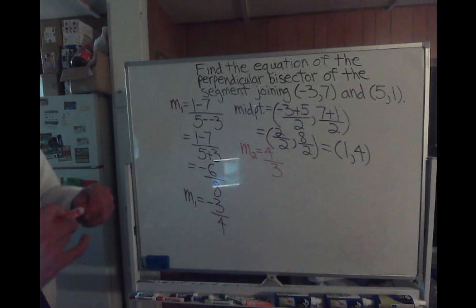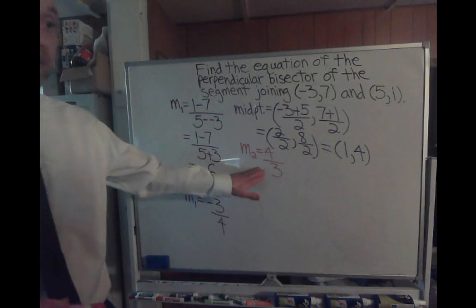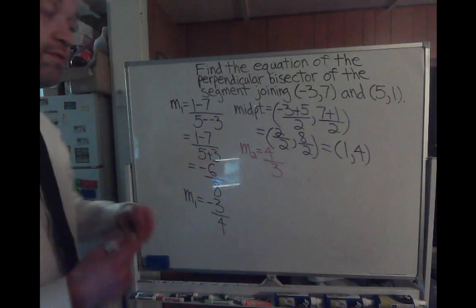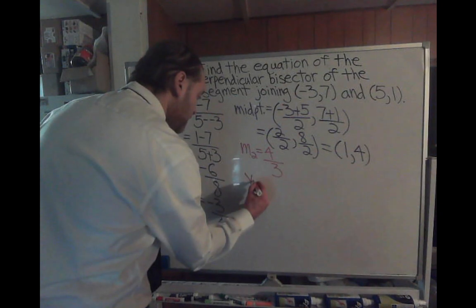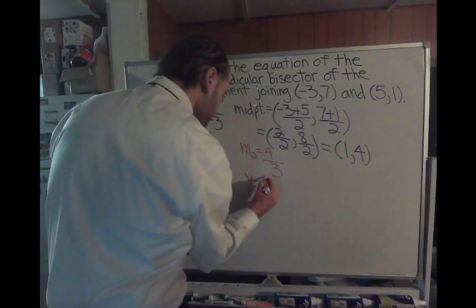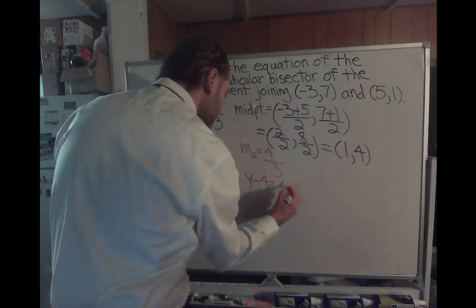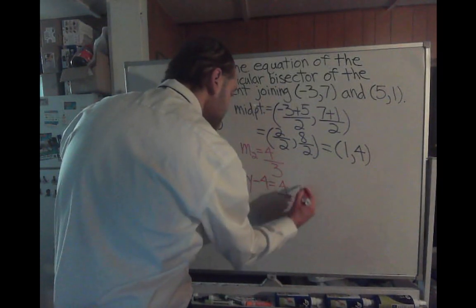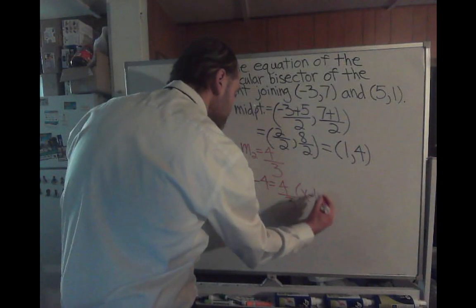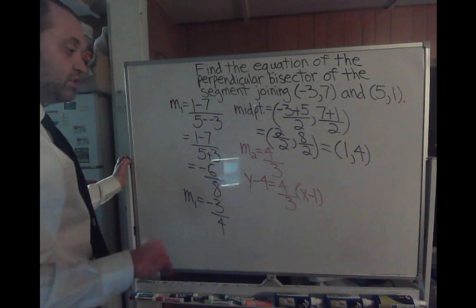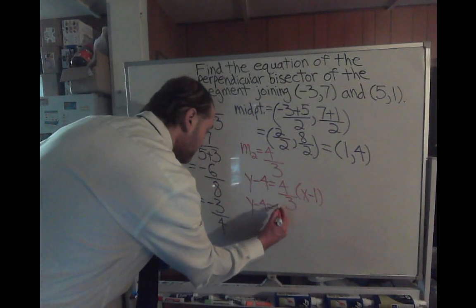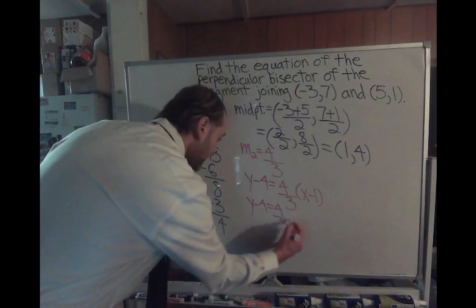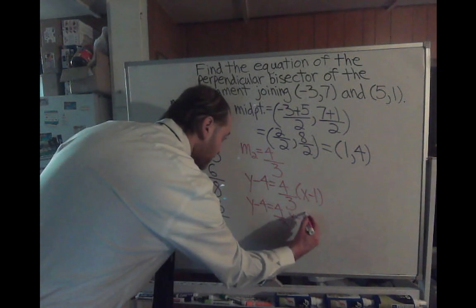So now that we know the slope of the perpendicular bisector and the point it passes through, 1, 4, let's put this into point slope form and solve it. So y minus 4 equals 4/3 times the quantity x minus 1. That's in point slope form, which will turn into y minus 4 equals 4/3 x minus 4/3.